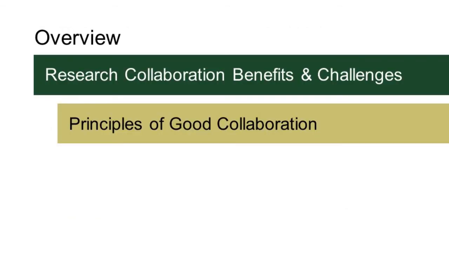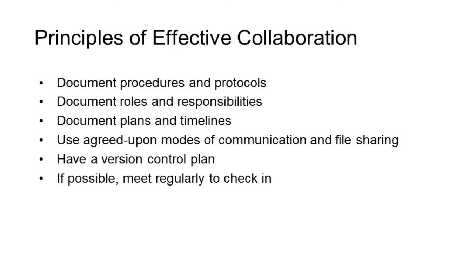Next, I'm going to talk about some of the principles of good collaborative research, which also draw on best practices for research reproducibility. One of the most important aspects of collaboration is communication. One way that teams communicate is through documentation. Documentation is key for both reproducibility and collaboration. It can explicitly outline procedures and protocols, make sure everyone is on the same page concerning terminology, describe roles and responsibilities, as well as include plans and timelines for the overall project.